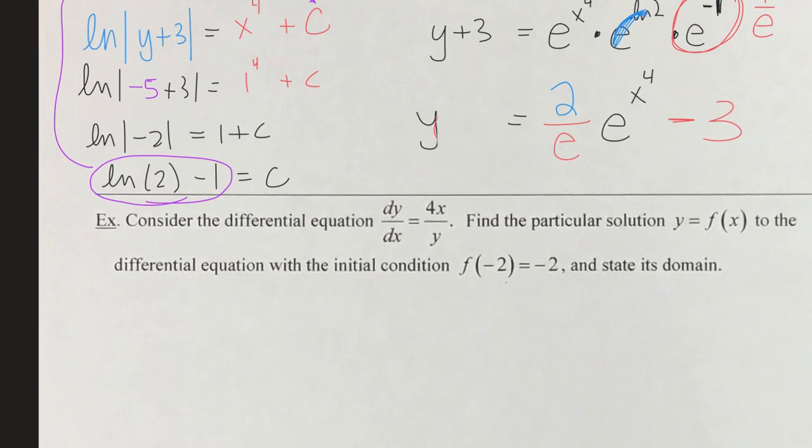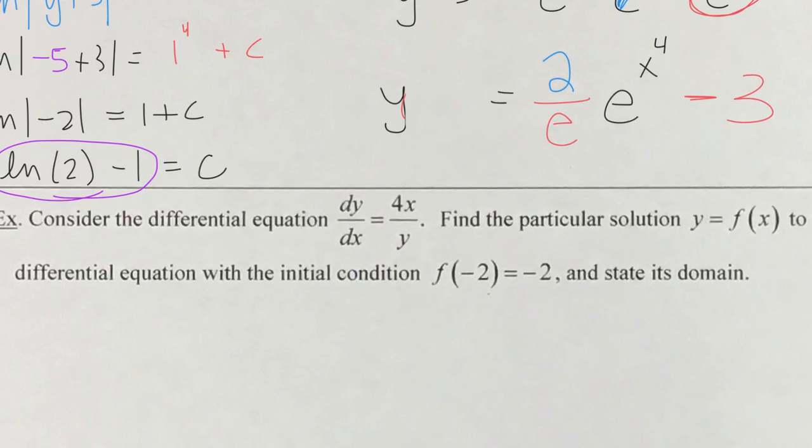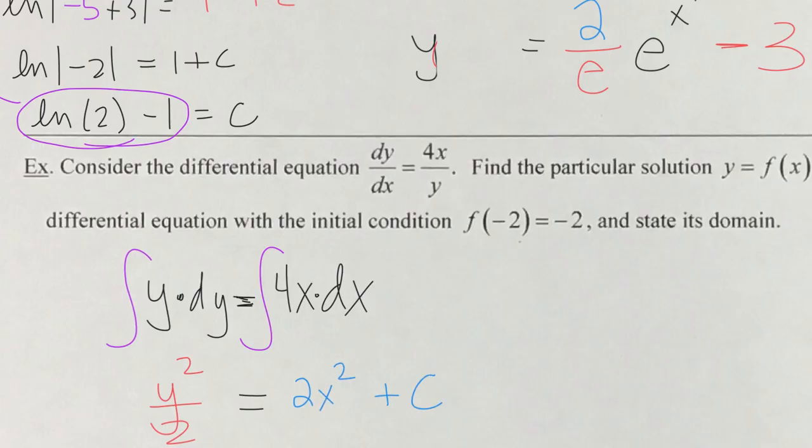Okay, now we have this differential equation. This is going to be quick. So y dy equals 4x dx. That's what happens when we separate our variables. We get multiplication on both sides, no division. So the antiderivative of y is y squared over 2. The antiderivative of 4x is 2x squared plus c.